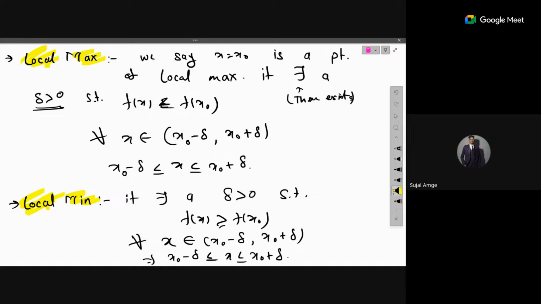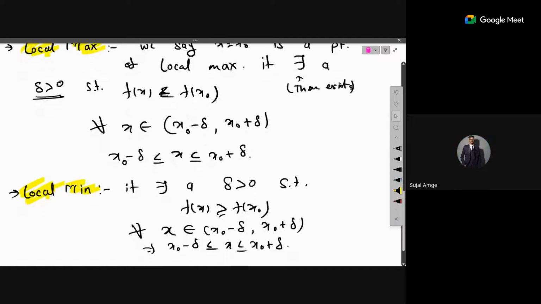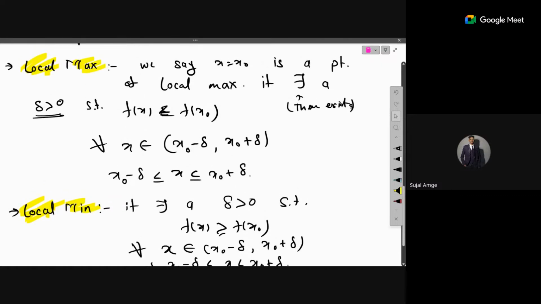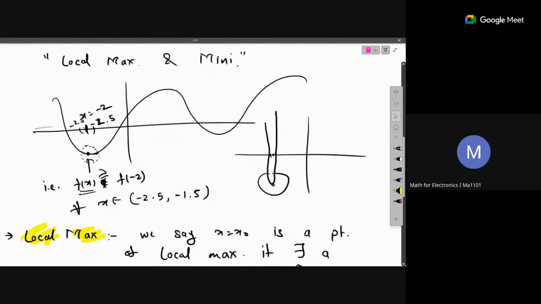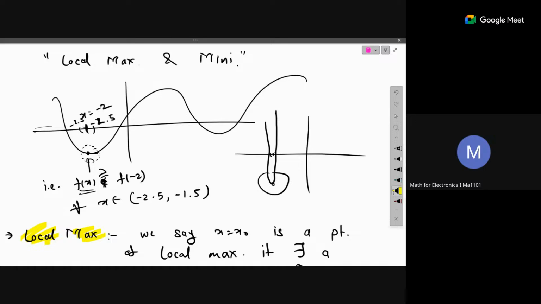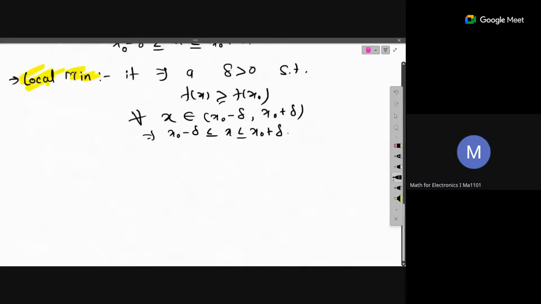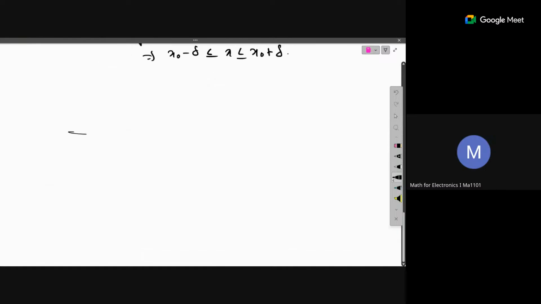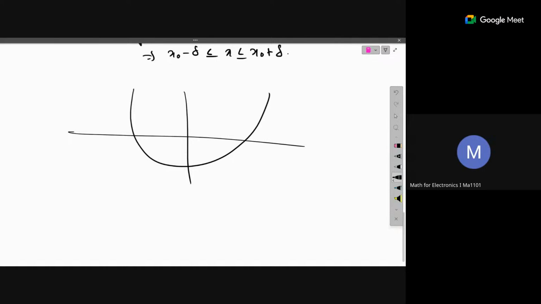Can I take one example of global maxima and minima? Yeah, over this graph also you can find. Let's take a very simple example. I'll take a parabola. So suppose you have this kind of parabola, and suppose this is the vertex of the parabola. Let's take it here somewhere, x is equal to minus 1.